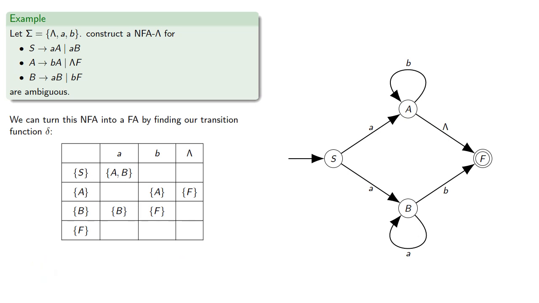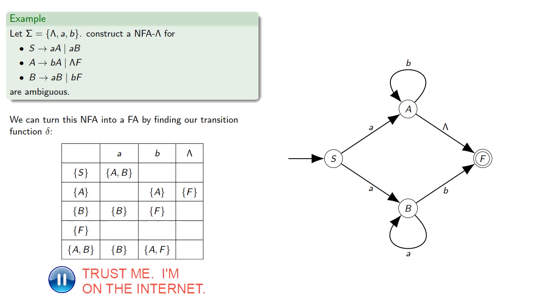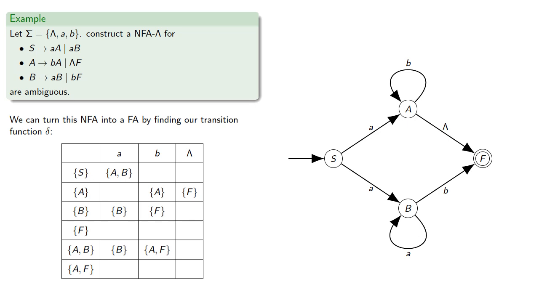Now, notice we did introduce a new set, the set AB. So if we're in either A or B, and we read an A, we'll go to set B. If we read a B, though, we could either go to A or to the accepting state. And this introduces a new set, AF. And so from AF, there's nothing that tells us what we do if we receive an A. But if we receive a B, we'll go to A, and if we receive the empty string, we'll go to F. And so our corresponding finite automaton has six states, and we can recover that automaton.